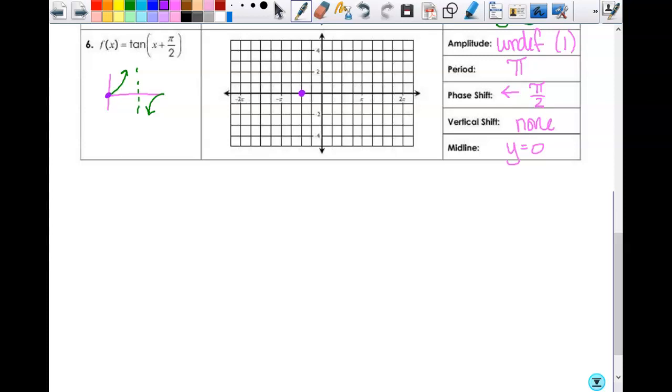The end of the period should be at pi, and it should also be a 0, but I have to move to the left pi halves. Or I could have just gone pi from where I started, either way. Okay? So I've got the beginning and the end. The rest is just half, half, half. So halfway in between, I get my asymptote right here.